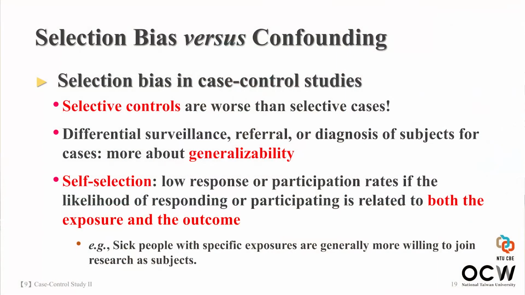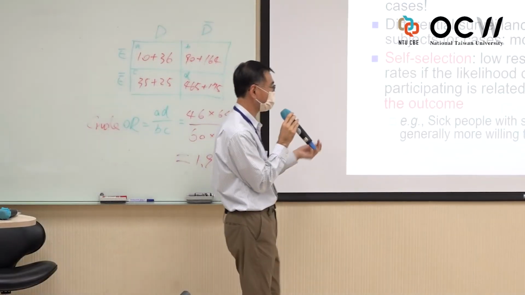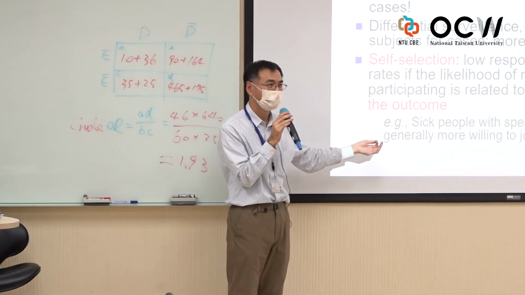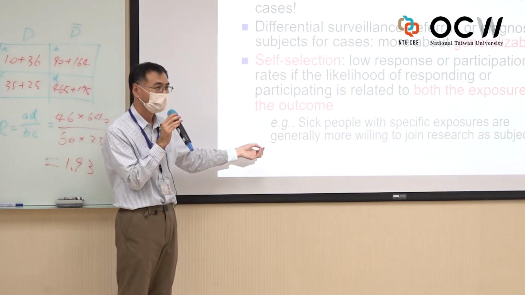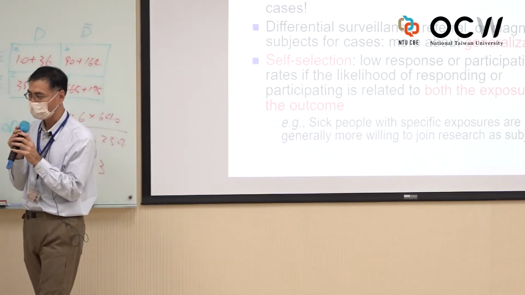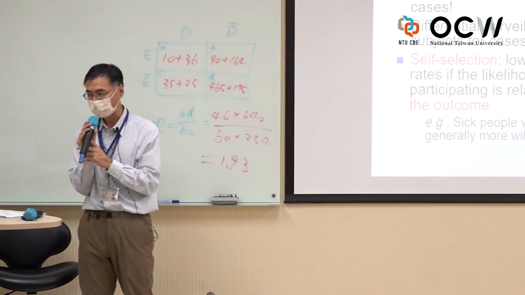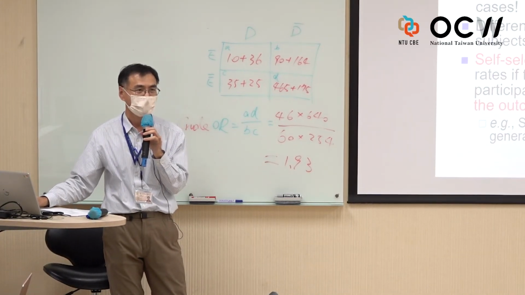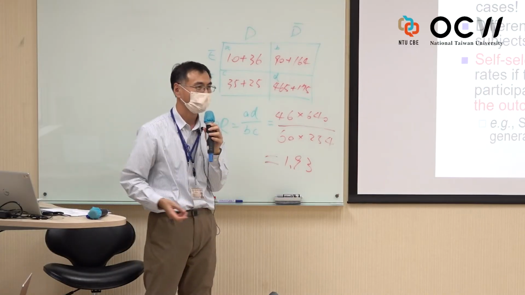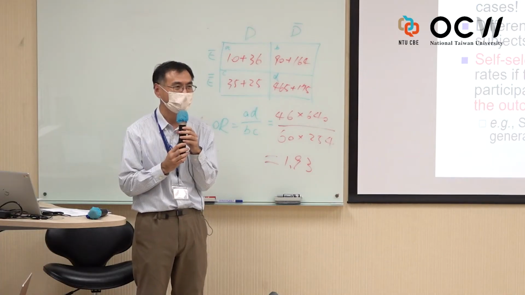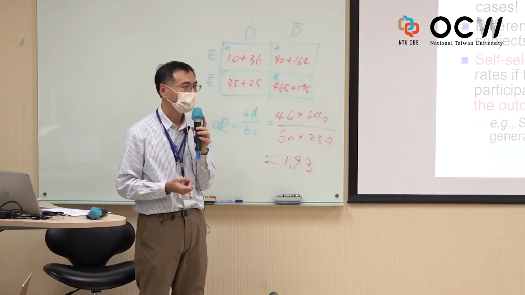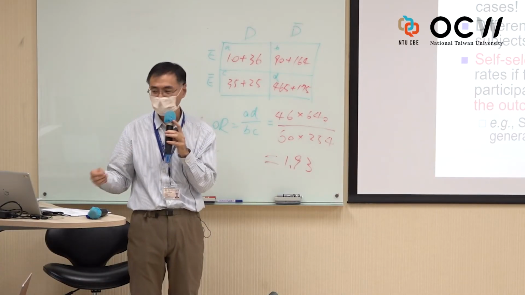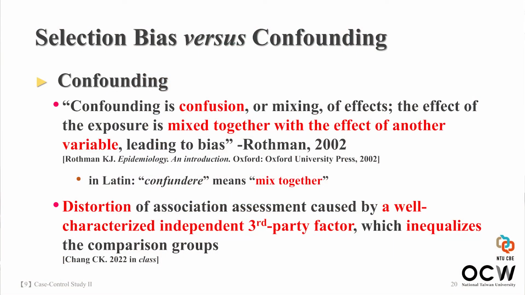For example, sick people with specific exposure are generally more willing to join research as subjects, especially if by joining the study they could get a free treatment with a new method. They might exaggerate it a little bit. Then that's a source of selection bias. But it's more about the practical issues when you are trying to perform a research. Generally, it's not possible to be tested in any exam, right? But when you are judging the quality of the research outcome, then you need to have some idea about selection bias.